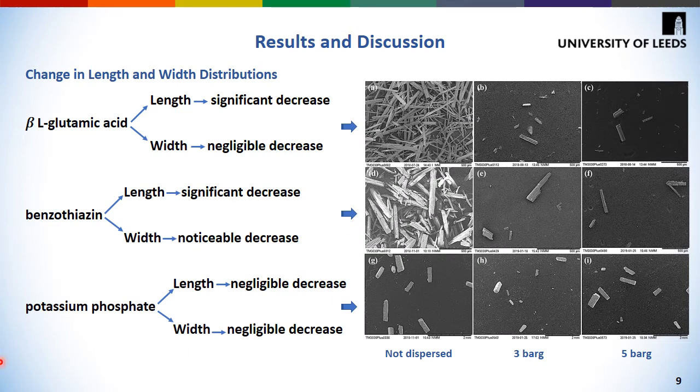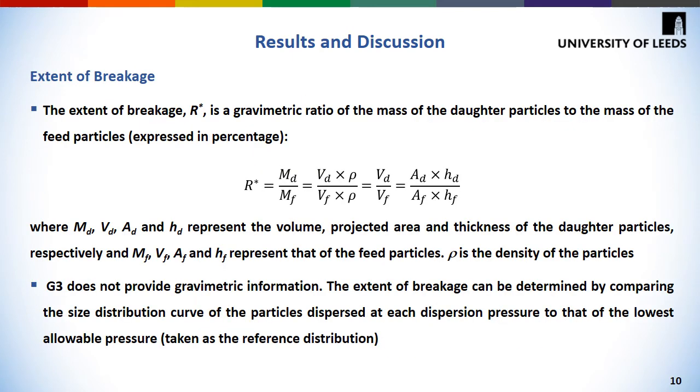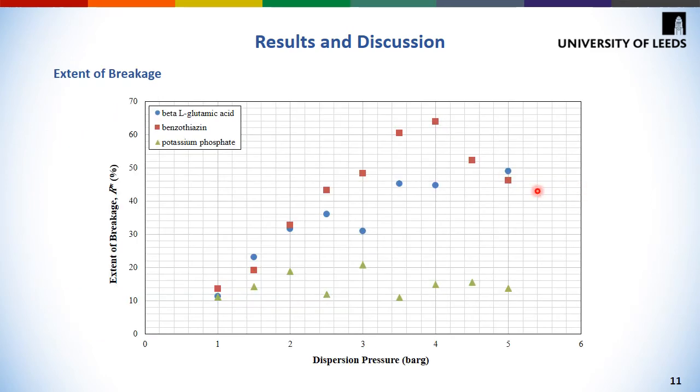These distributions are also developed for length and width of the particles, which allows us to have a comprehensive characterization of breakage for crystals of each sample. We can use the distribution curves to find the extent of breakage of the samples. As you can see here, the extent of breakage increases with increase in dispersion pressure, but for potassium phosphate particles, they don't break much because they're large and they barely get accelerated.